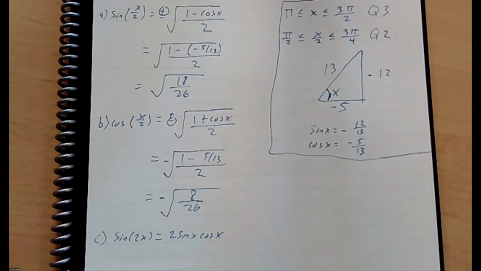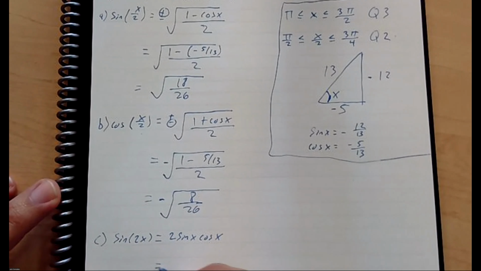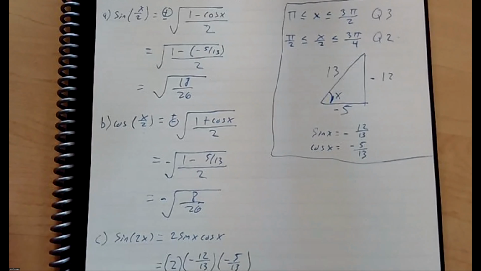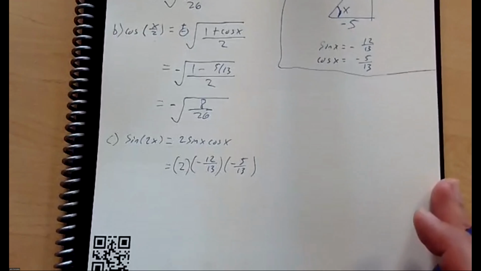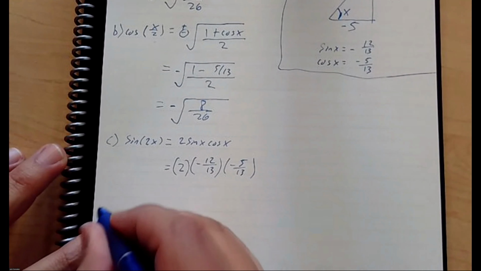Okay, sine 2x is equal to 2 sine cosine. Here we don't have to worry about plus or minus, just plug in the sine and cosine. So the double angle is a little easier to deal with. So this will become 2 times sine times cosine. Whatever that is, I don't know, some number. Are there any questions on part C?